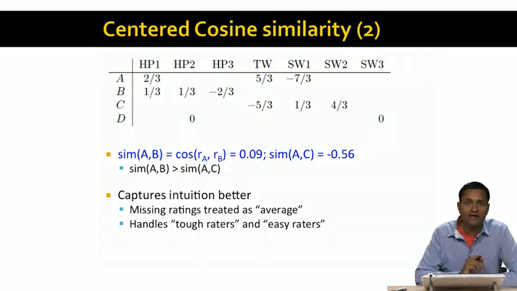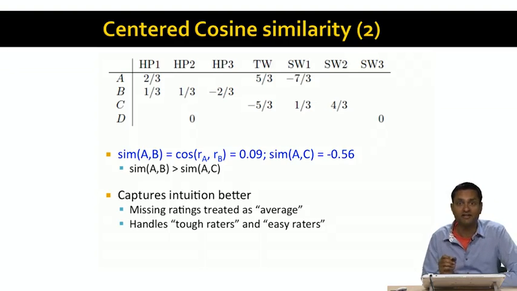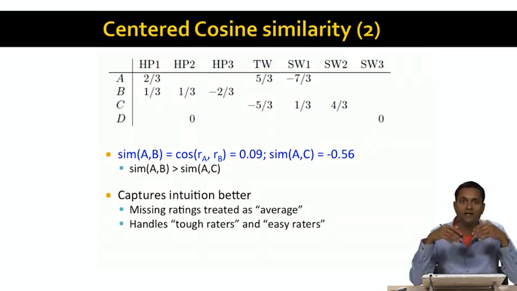So the centered cosine captures our intuition of similar users much better than the simple cosine. This is because the missing ratings, instead of being treated as negative ratings, are actually treated as average ratings. Also, this turns out to be a nice way to handle tough raters and easy raters, because some people tend to be tough raters and tend to rate movies on a scale really of 0 to 3, while others tend to be easy raters and tend to be much more liberal with their star ratings.